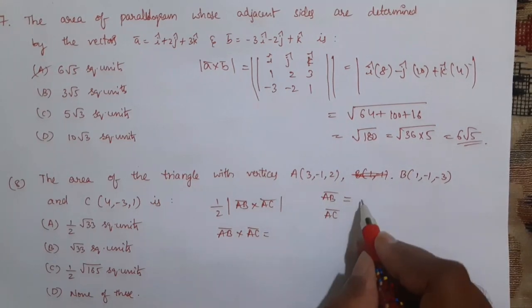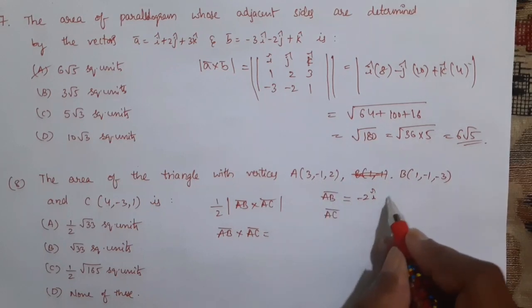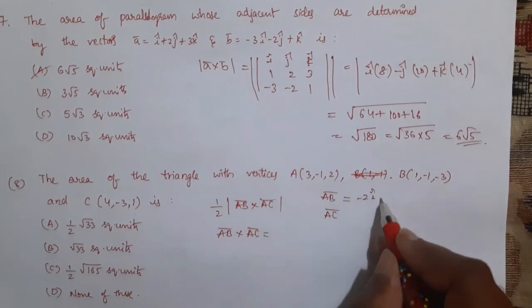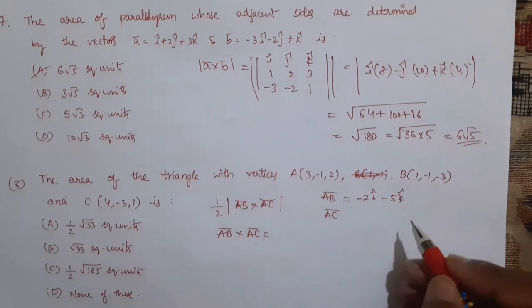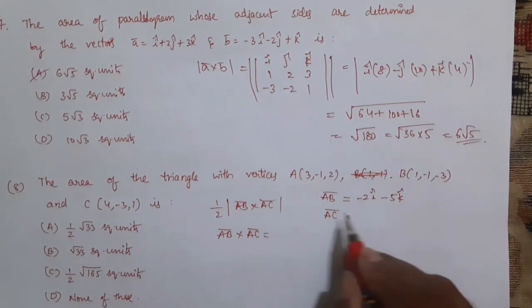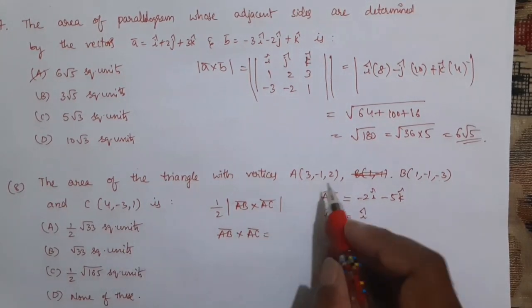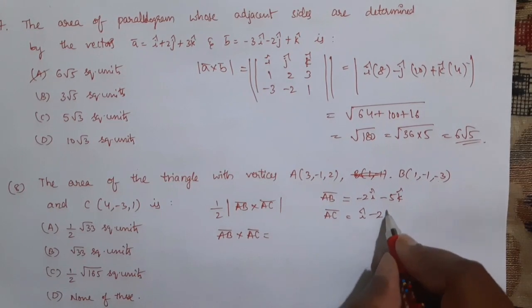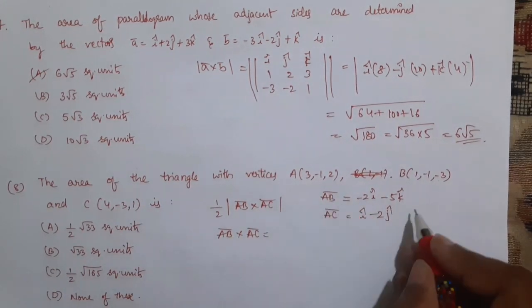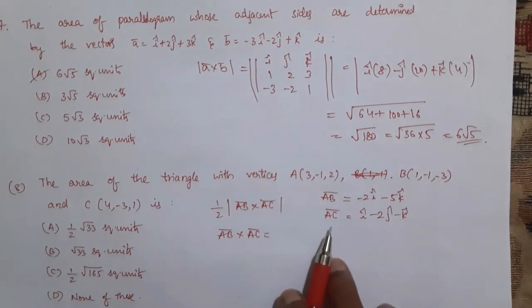That means 1 minus 3 is minus 2 i cap. Minus 1 plus 1 that is 0 j cap. And then minus 3 minus 2 is minus 5 k cap. And then AC bar is 4 minus 3, i cap, and then minus 3 plus 1 is minus 2 j cap, and then 1 minus 2 is minus k cap. So this is AB bar and this is AC bar.